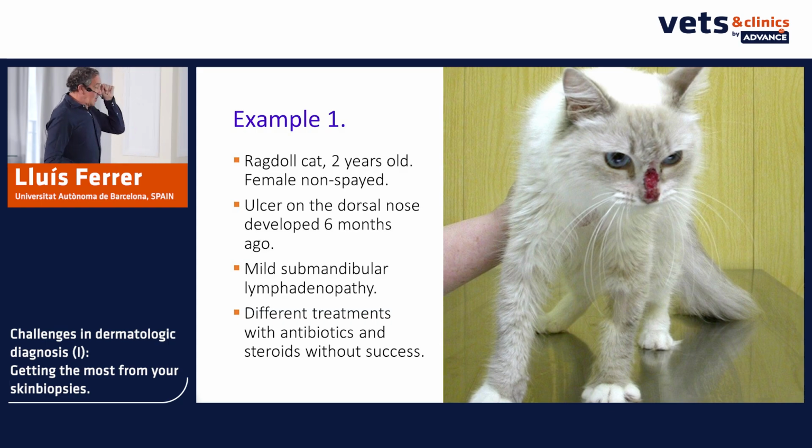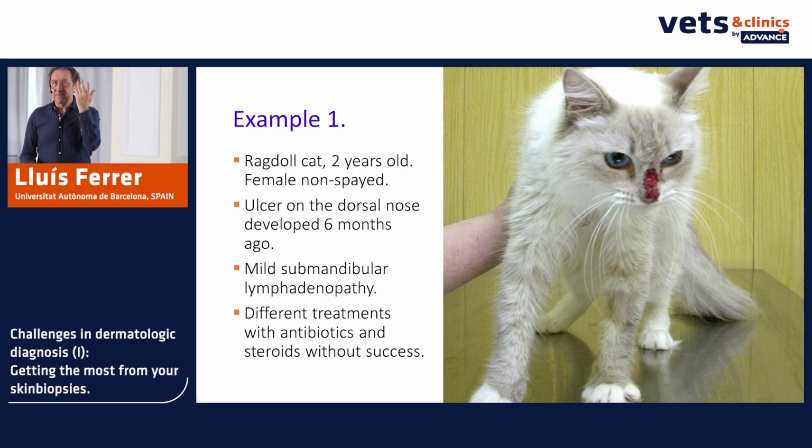Let's begin with this case because it's really interesting. This was a ragdoll cat, 2 years old, female, non-spayed, that went to the vet because of this very severe ulcer on the dorsal nose that has been going on for months. So the vet had done many different things.